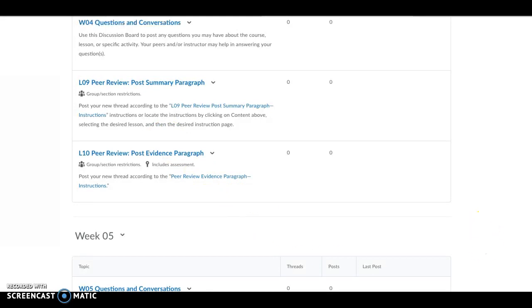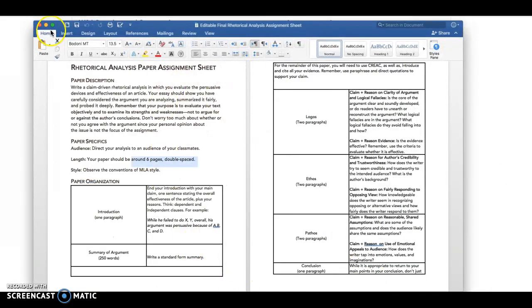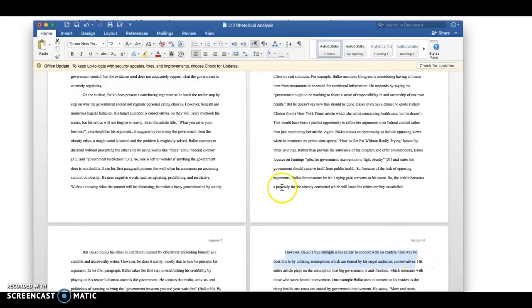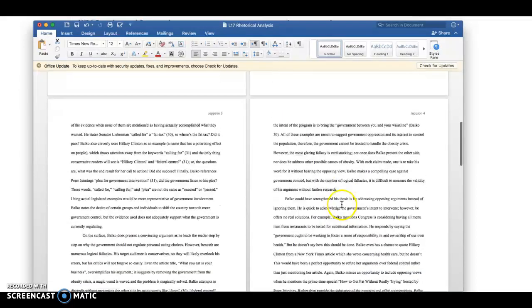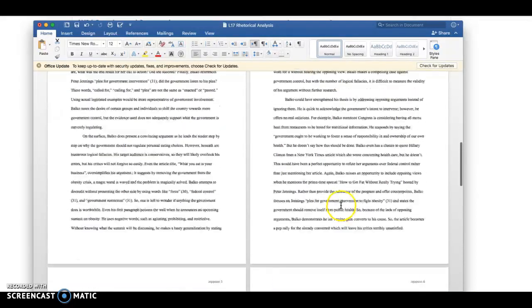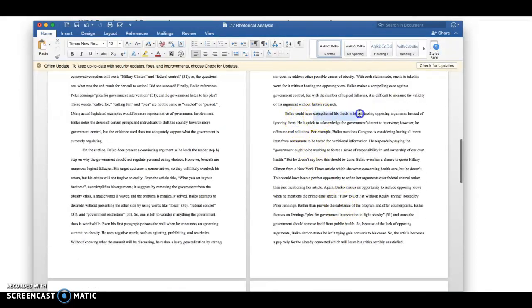So anyway, I hope that helps. Let me just show you a couple other strengths from this student's essay. Notice the language that they use here. Let's look at this paragraph here. Balco could have strengthened his thesis by addressing opposing arguments instead of ignoring them. And remember, this is an evaluation of the argument. He is quick to acknowledge the government's intent to intervene, however, and then he quotes Balco here.